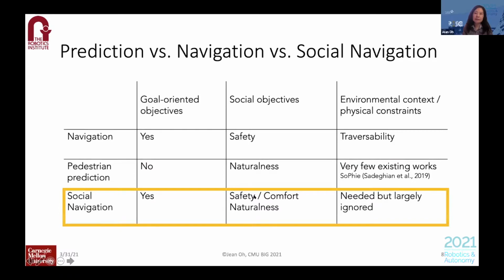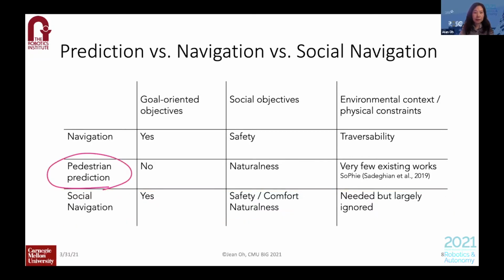Social navigation is a little bit of both. It has a strong notion of a goal, so we still want the robot to be able to reach the destination while observing these social rules and also taking safe actions. Unfortunately, even in this domain, the environmental context is largely ignored. So if anyone is interested in doing research on these topics, including environmental context would be a very good direction.